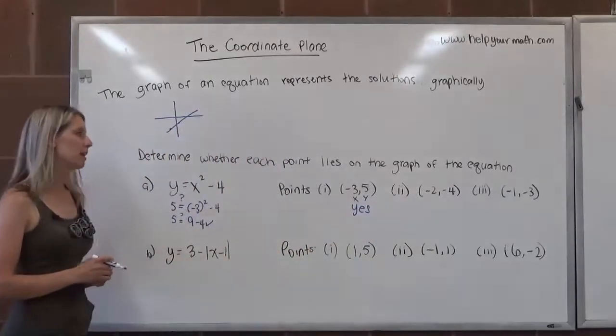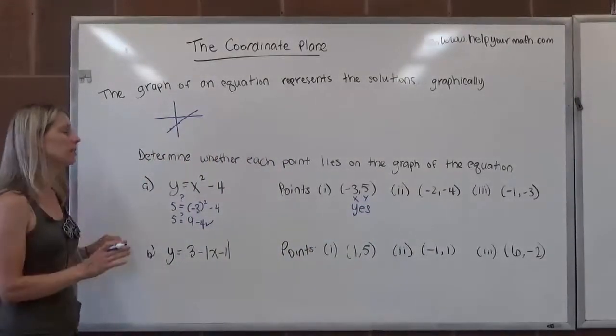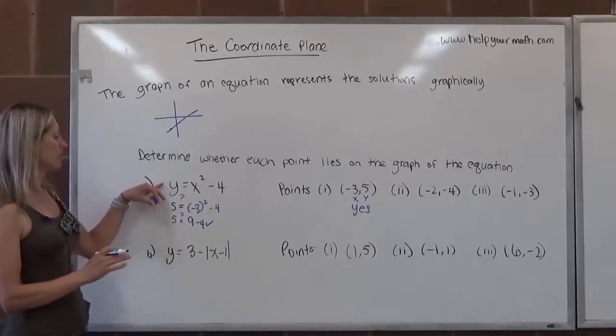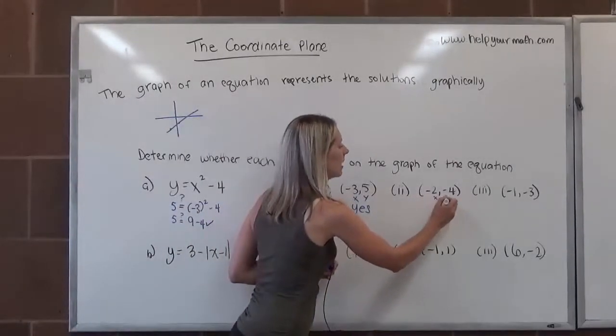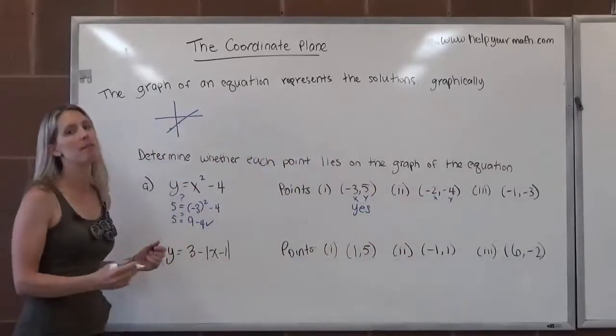The next point is -2, -4. It's a completely separate point, so we go back to the beginning. We're going to plug in -2 for x. We're going to plug in -4 for y. We're going to see if it makes a true statement.